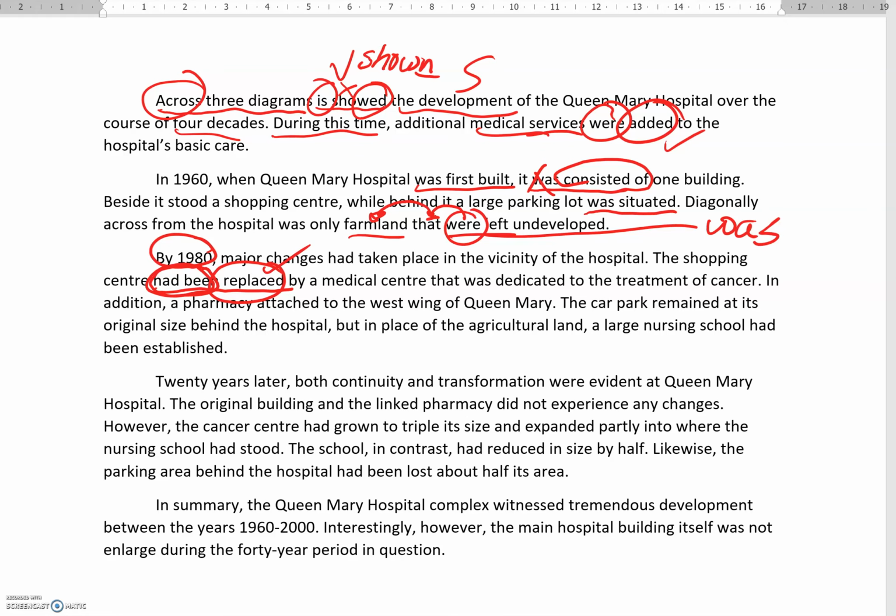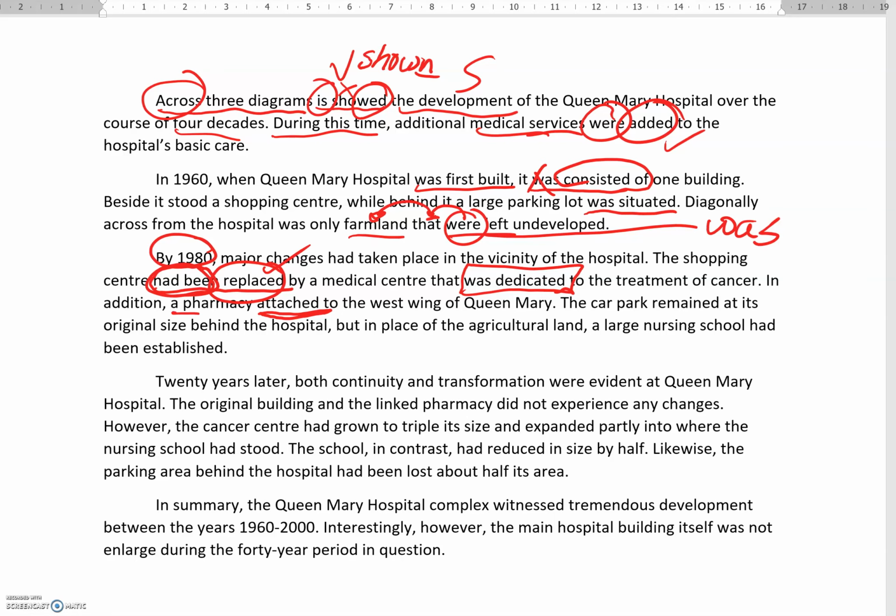The shopping center had been replaced by a medical center that was dedicated to the treatment of cancer. Okay, in the sense that it's specialized in the treatment of cancer. And this is a kind of passive verb. We use it in the past here because it was dedicated not only before 1980, but at the time of 1980 as well. In addition, a pharmacy attached to the west wing of Queen Mary. Well, this is an issue. So we have to look at this kind of verb and ask, did the subject, or does the subject, do the action of the verb?